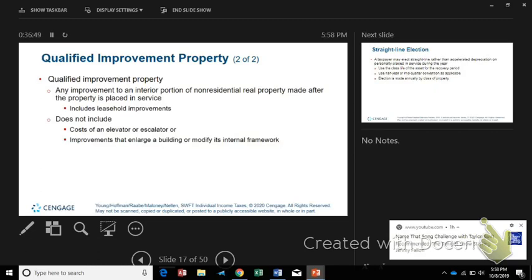So quality improvements are any type of improvement to the interior, except for elevators. Elevators are not included in that. So when the college comes in and does any type of quality improvements on the inside, those would be a 15-year improvement.